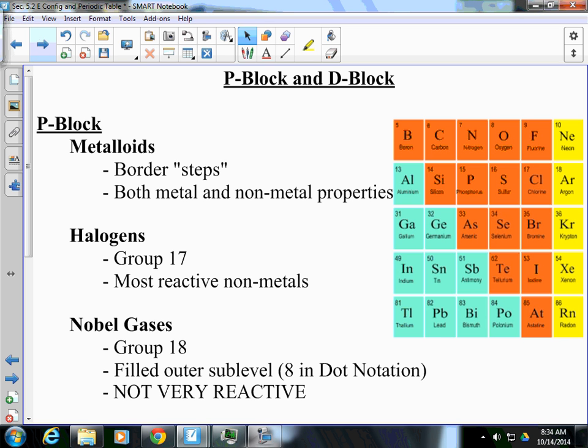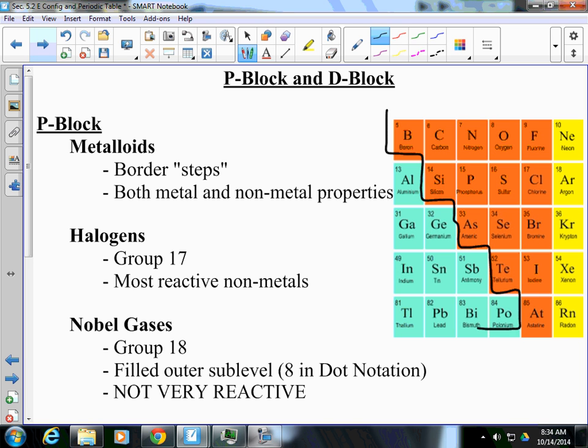There are 3 categories that I really want you to focus on in the p block. First off, we have talked about the metalloids. You naturally have a border right down the middle here, which highlights all of these light blue elements. These are all metalloids. The reason, let's review again, they're metalloids is because they have characteristics of metals and nonmetals. Now, what are characteristics of metals again?